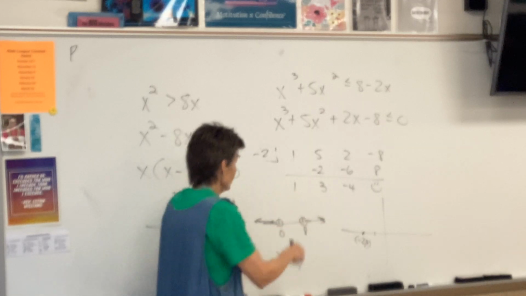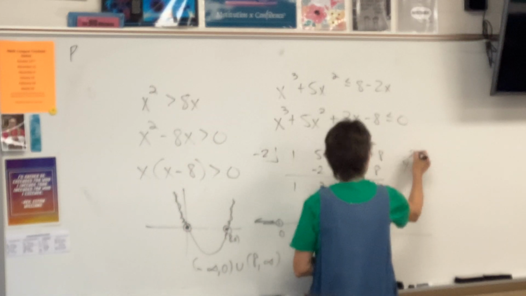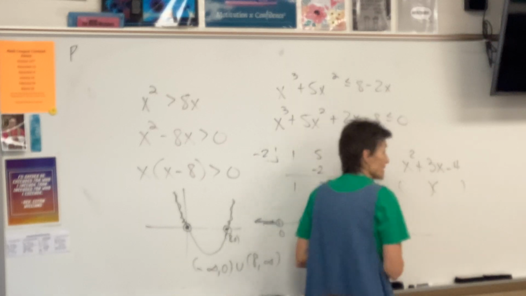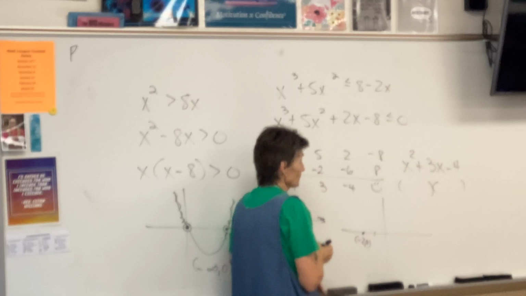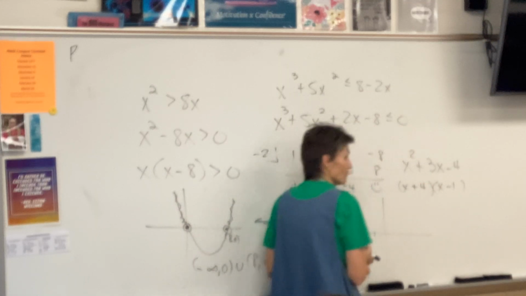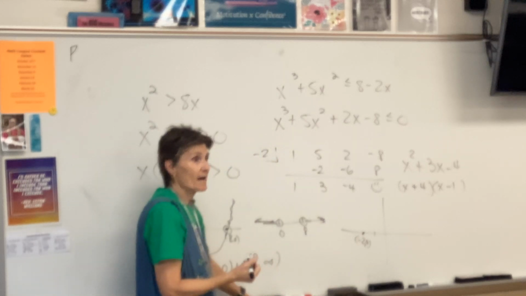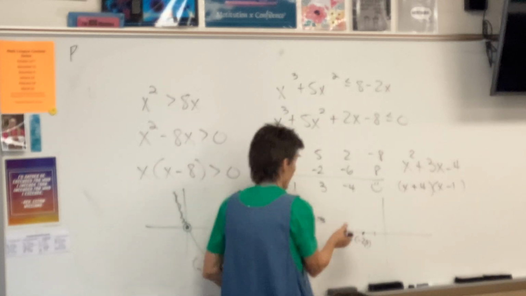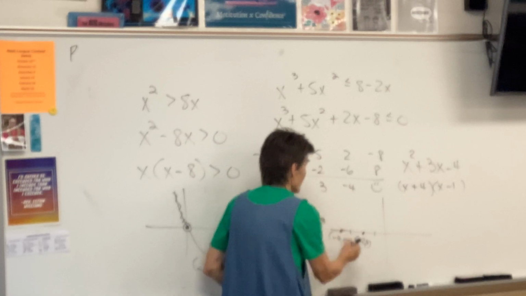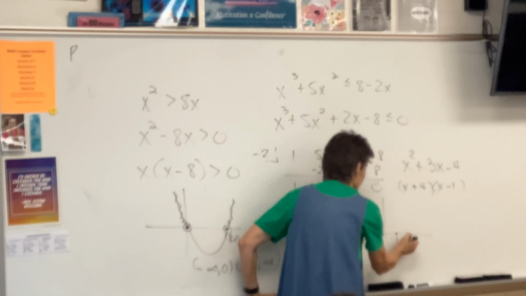What's left is x squared plus 3x minus 4. And that's going to factor into x plus 4 and x minus 1. Which means I have 2 more zeros. One at -4 and one at 1.